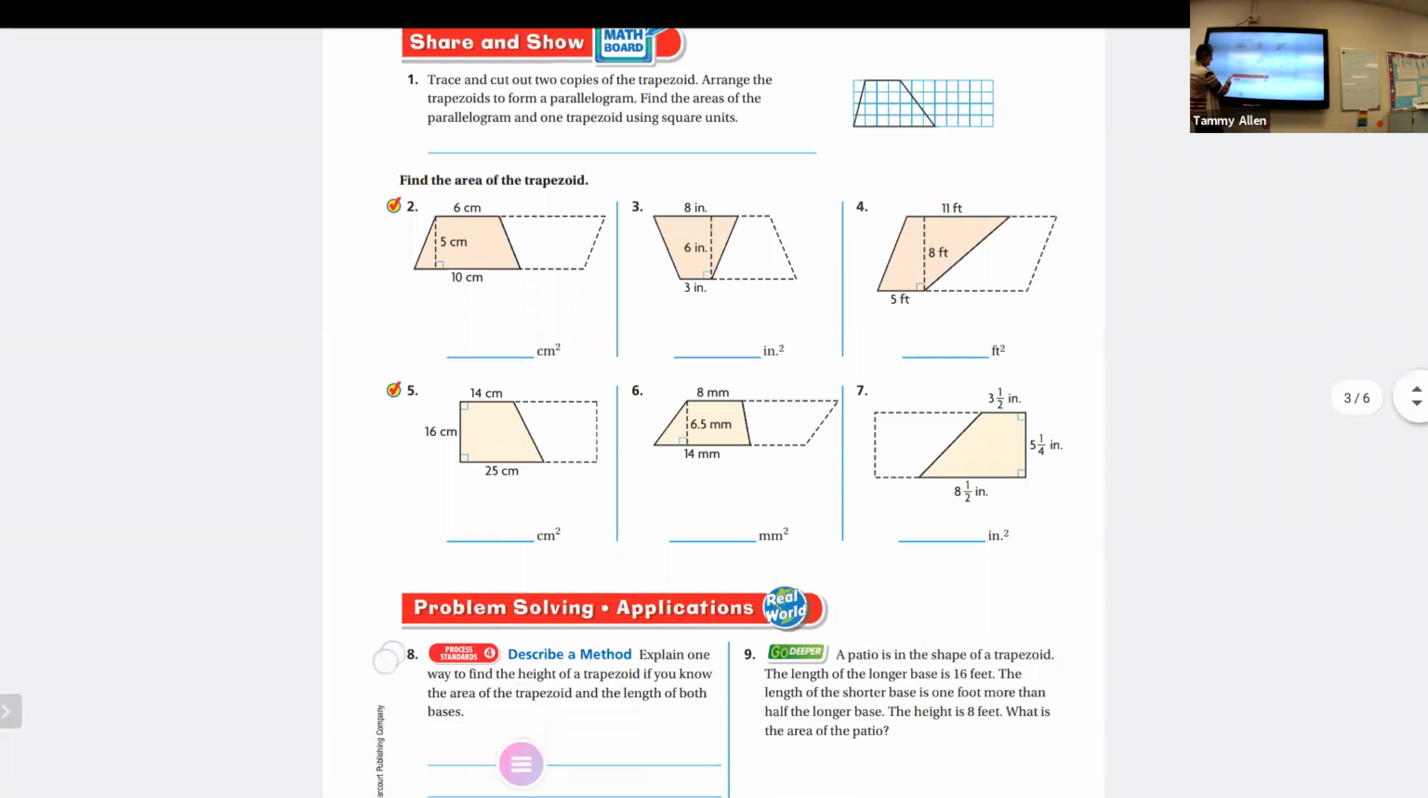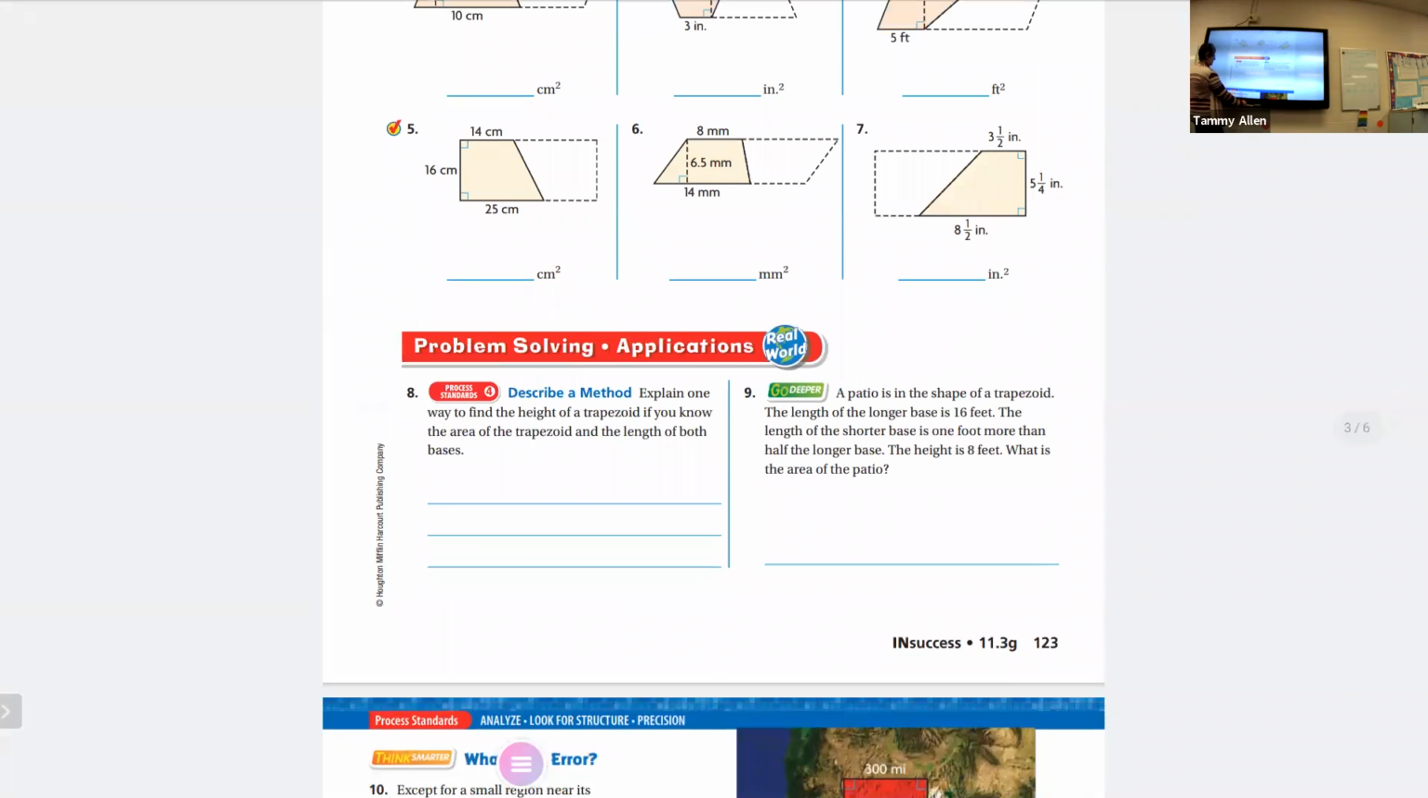Let's go down and take a look at number 9. Read through that. I want you to circle numbers, underline the question, box operation words, and then I want you to draw a picture of what it looks like. Labeling the unit.